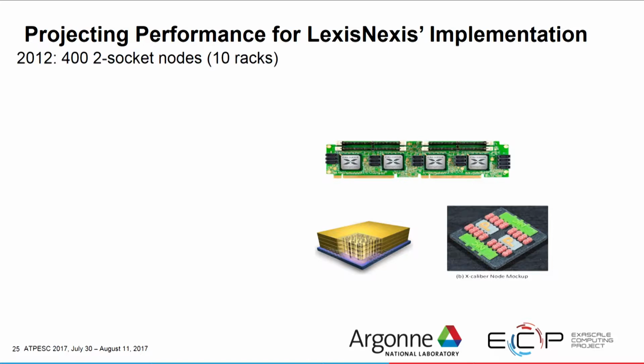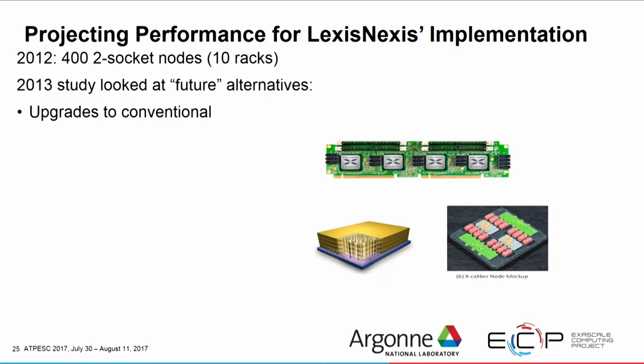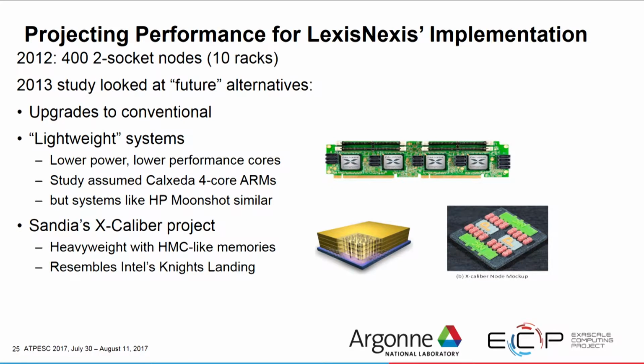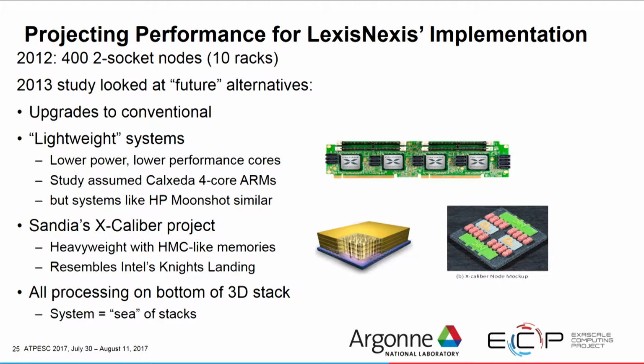In 2012, their base machine was 400 two-socket nodes. I looked at some future alternatives with them, upgrades to the conventional architecture, and that started with using things like ARMs in place of Xeons. I looked at a project Sandia had at that time called Excalibur, which looked at building a processor surrounded by memory cubes like the HMC, and today that really looks like Knight's Landing. So it's a very good analogy to Knight's Landing. And then I also looked at what if we threw away the Xeons. I hope there's nobody from Intel here. And just looked at putting processing at the bottom of the stack.